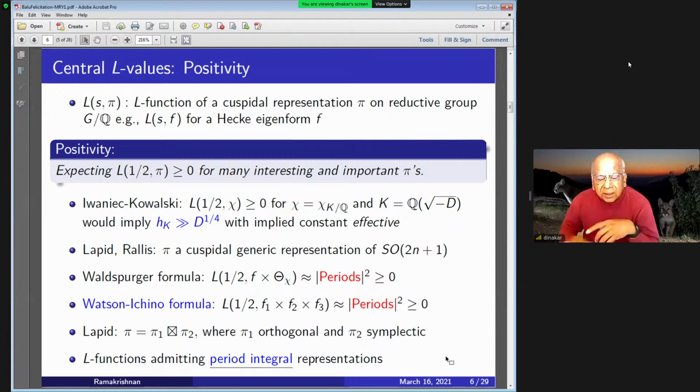And then there are certain L functions which admit period integral representations. So essentially, this is going to be the same thing that we're going to try to do, which is to relate the L values to certain periods, squares, and then times some controllable factors. Okay, so that's our goal.